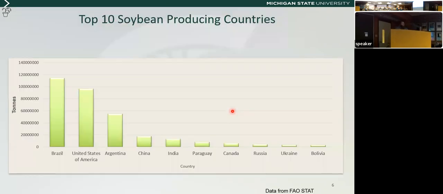In terms of global soybean production, the majority of the production occurs in Brazil, followed by the United States and then Argentina, before dropping precipitously for the rest of the world. So our big 3 soybean producing countries are here in North and South America.